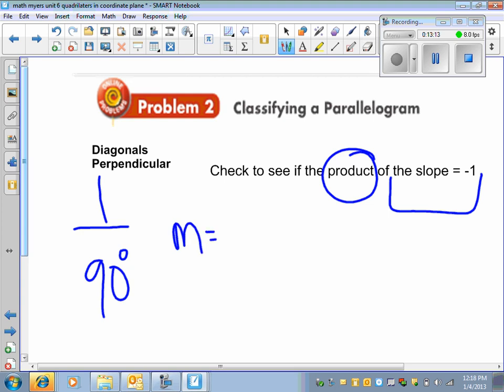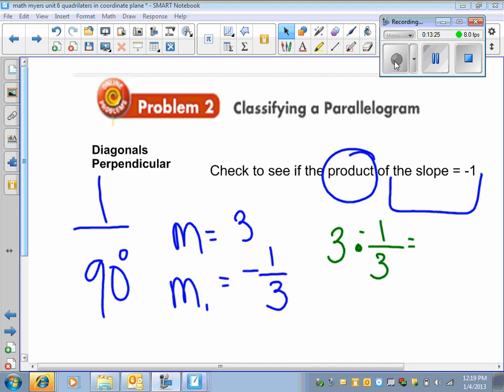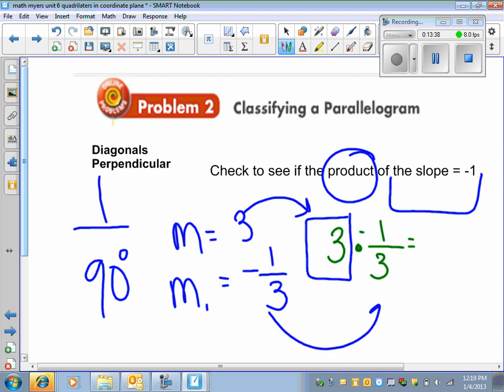So here we go. If m is equal to 3, and m sub 1 is equal to -1/3, the question is, are they perpendicular? Let's check. We're going to take the product of the first slope times the second slope, that's what product is, and we're going to say 3, which we got from this slope, times -1/3, which is my other slope. Let's multiply together and see what we get. Oh, they multiply to -1. So guess what? These two lines are perpendicular.